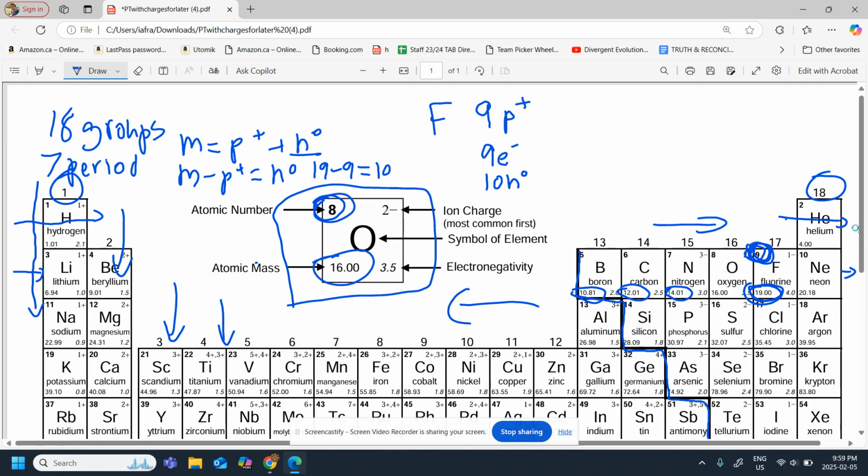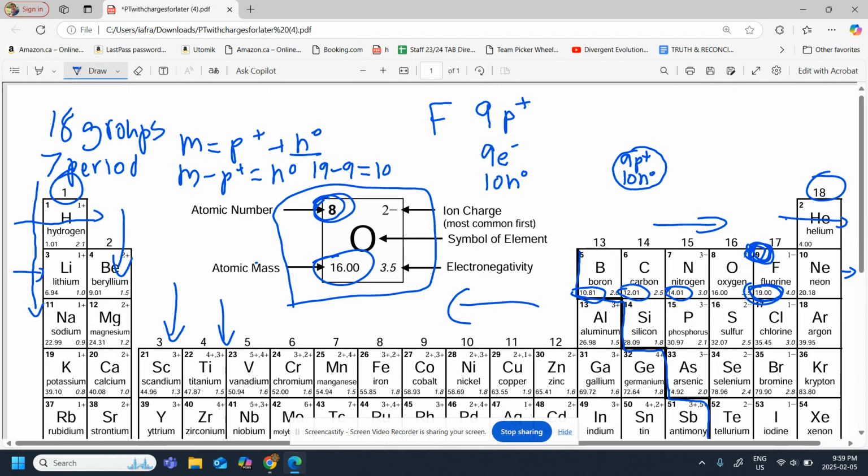Now, once you have all these, you're able to make a Bohr-Rutherford diagram, which is basically just a simplified drawing of your element. So for fluorine, the first thing you would draw is a nucleus, so a circle to represent the nucleus in the middle. In the nucleus, you always put your protons you calculated, so 9p+ and 10 neutrons.